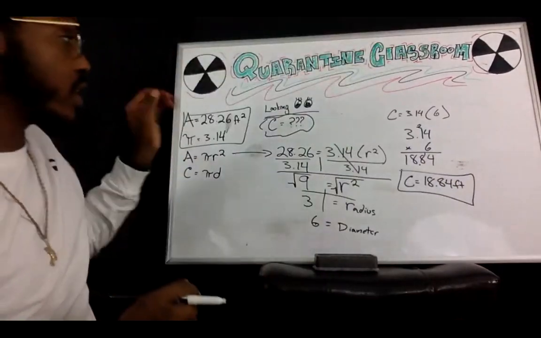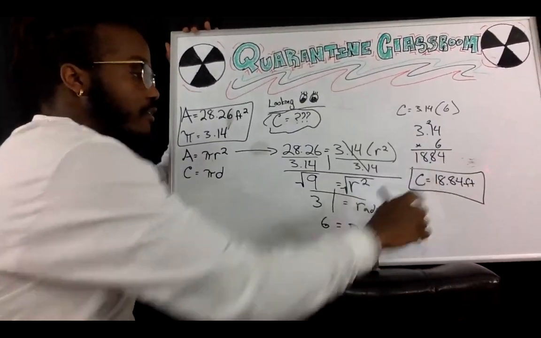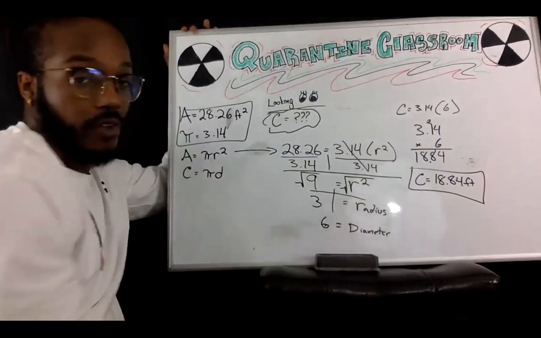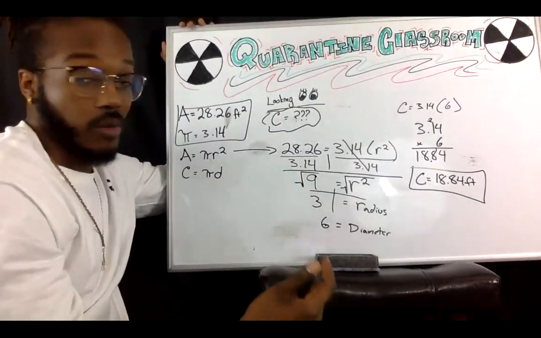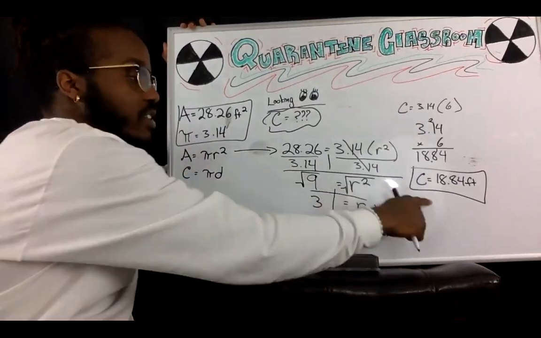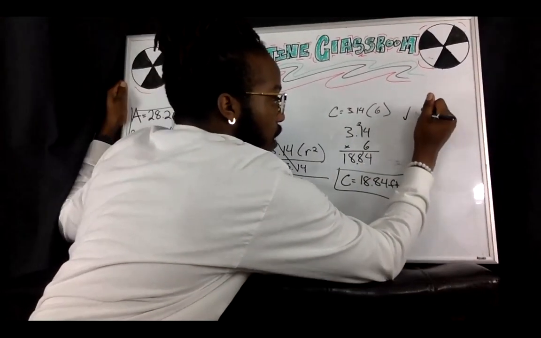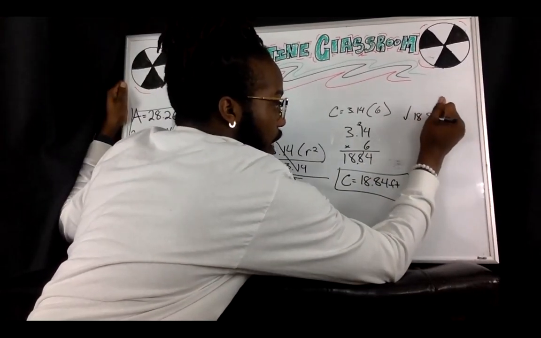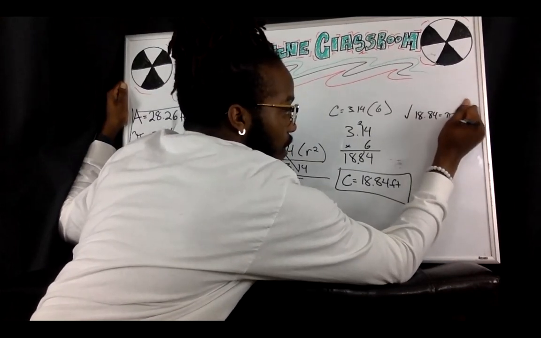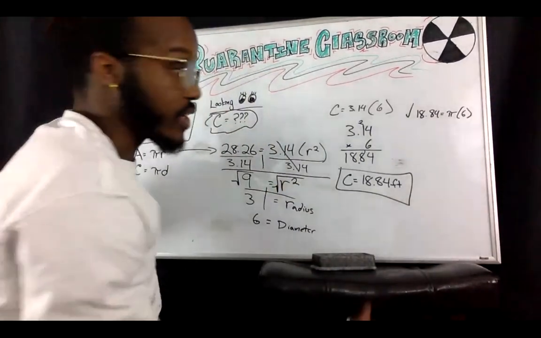Now, what you're going to do every time you do one of these problems is a formal check. You're going to take the value that you found, plug it back into one of these equations, and then do the opposite operation. So for instance, here's my formal check: I should be able to take 18.84, say that it's equal to pi times 6, and if I divide by 6, I should get 3.14.